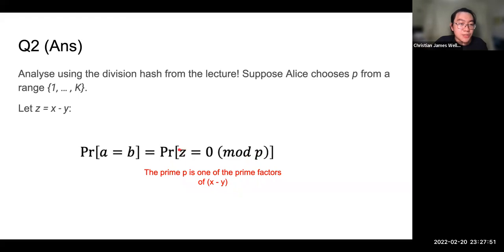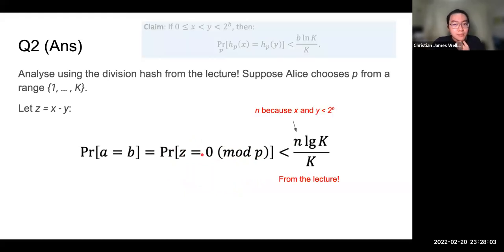If Z equals 0 mod P, it means that this prime is one of the prime factors, making it divisible. So when does this happen, or what's the probability of this happening? This is a claim given in lecture, so I hope you have seen this in lecture and tried to understand it. I'll explain a little bit more of the derivation after this.